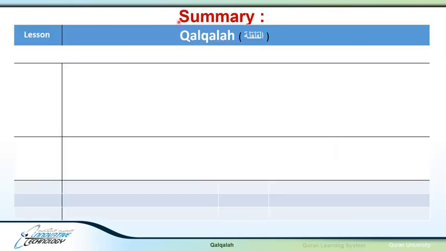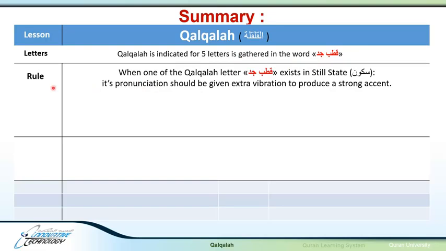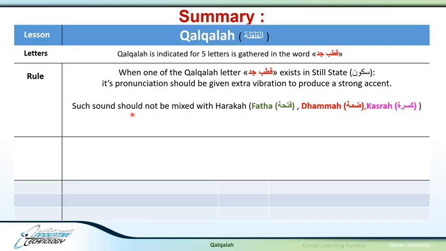Now we're going to summarize the Qalqalah lesson in one slide. Qalqalah is indicated for 5 letters gathered in the word Qutb Jad. The rule is when one of those qalqalah letters of Qutb Jad exists in a still state, in a halat sukoon, then its pronunciation should be given an extra vibration to produce a strong accent. Such sound shouldn't be mixed with the haraka, neither fatha, nor dhamma, nor kasra, and should not alter either the preceding or the following letter.